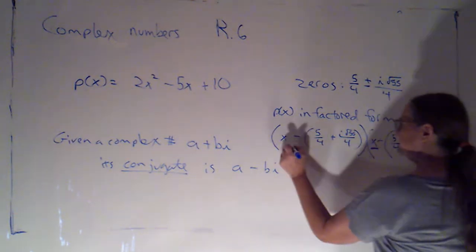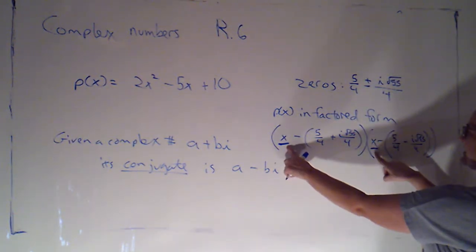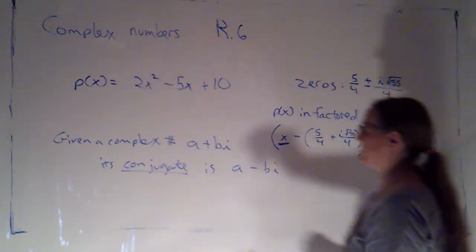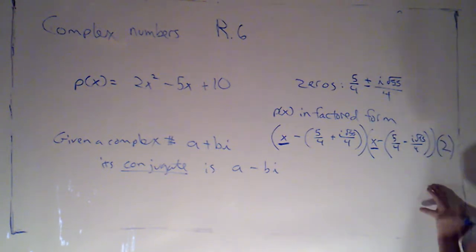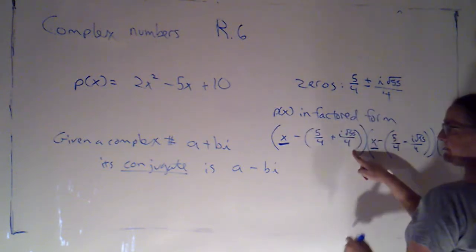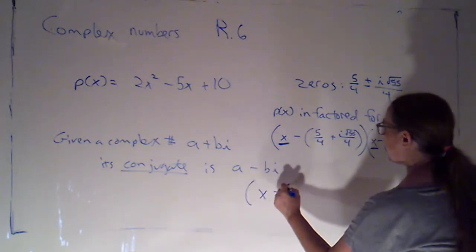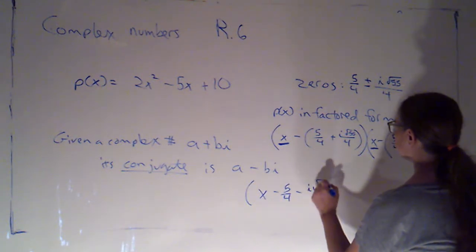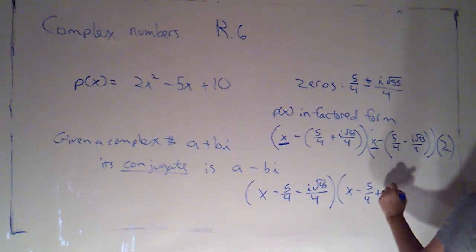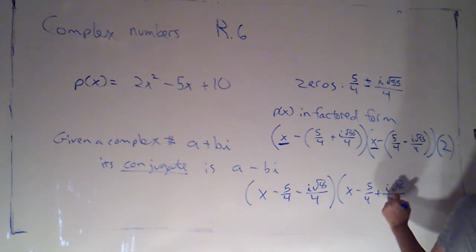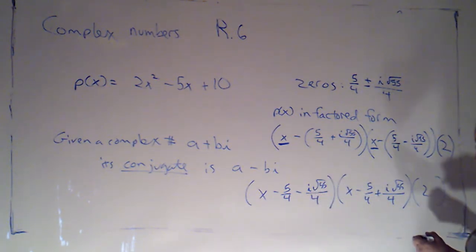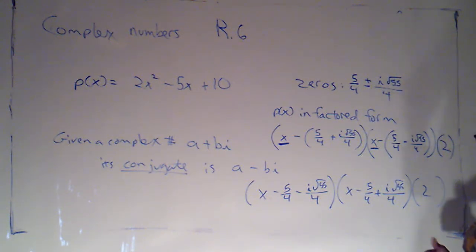If I look right now, there's a little bit more I need to do. I can see right now my lead term would be x squared, but I want my lead term to be 2x squared. So there's an additional constant factor of 2. And then I'm just going to simplify by distributing the negative in each of these. So I would have x minus 5/4 minus i root 55 over 4 times x minus 5/4 plus i root 55 over 4 times 2. So that would be this fully factored over the complex numbers.